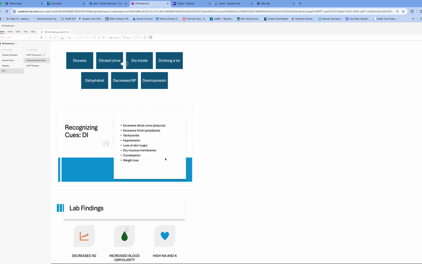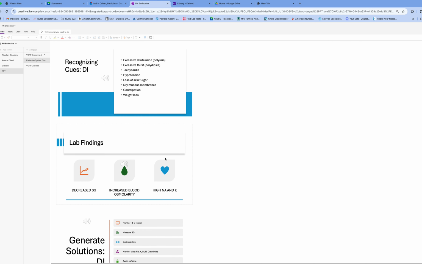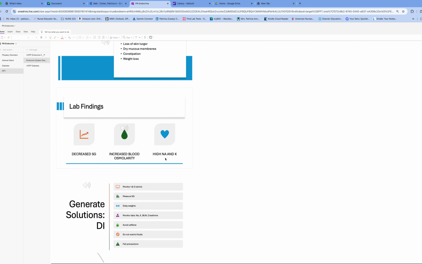So again, they're going to have polyuria, polydipsia, tachycardia because they are dehydrated with a thready pulse, so 1+, hypotension, skin turgor is going to be poor, and remember, we don't do that in older adults. They'll have constipation and weight loss. So we talked about the decreased specific gravity. The labs are going to be high when they have DI because of hemoconcentration.